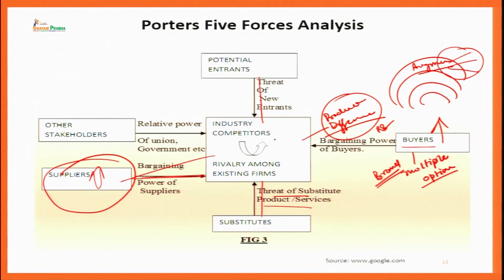Another threat could be the potential entrant, because the government has removed all the barriers. There is no entry barrier, and if the exit barrier is also not there, there will be a potential threat. So how are you going to overcome this problem? You can overcome this problem by achieving economies of scale. You should work on gaining economies of scale, which is the only thing that is going to save you from the potential new entrant. Others are the relative power of the union or the government.